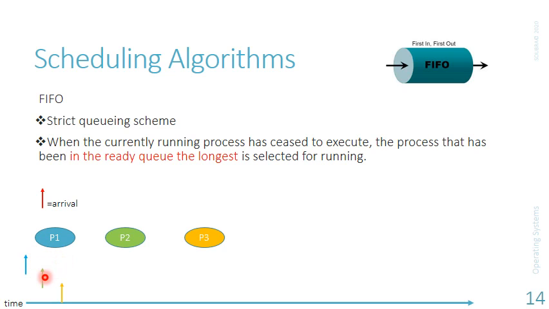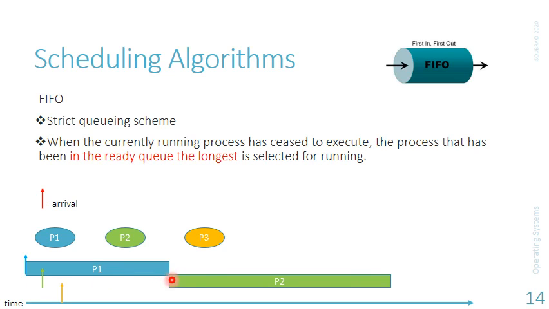What would happen when P2 is ready now? Should I kick out P1? Nope. First in, first out, I'll go on until I'm done. And then I'm going to check which one was ready first between P2 and P3, because both of them are in the ready list now. So should I pick up P3 or P2? Well, P2 was here before P3, so I should pick up P2 all the way until it's done, and then I have P3.